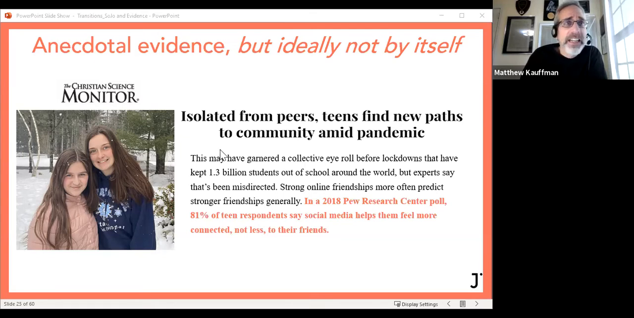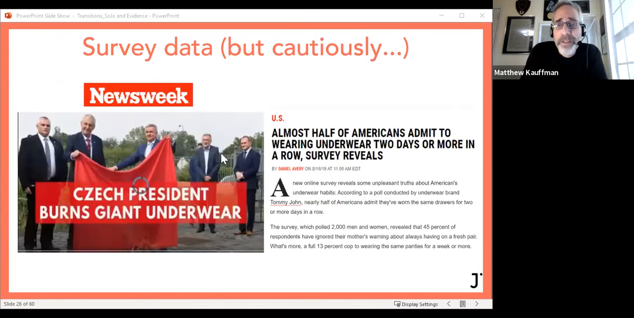I said there's some bad survey data out there. This is Newsweek, a major publication, or at least it was at one point, sharing with its readers the important news that half of Americans admit to wearing their underwear 2 days or more in a row. Why this was paired with a story of the Czech president burning a giant pair of underwear, I don't know, but that is what a major news outlet did. And you will see if you read this, the poll was conducted by a manufacturer of underwear. So, who knows how they conducted this, but hey, a major news outlet was more than happy to run it. So don't be like Newsweek in this case. Survey data can be valuable evidence, but just be aware there's plenty of bad data out there as well.